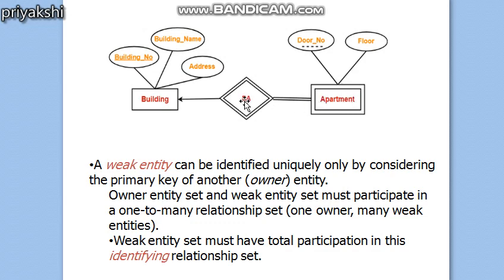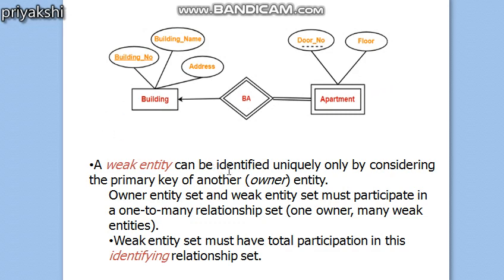Why is building a strong entity? Because it has building number as its key attribute. But the apartment has the door number and floor number. So this is a weak entity because door number alone cannot identify an apartment uniquely, as there may be several other buildings having the same door number. None of the attributes can uniquely identify this particular entity.